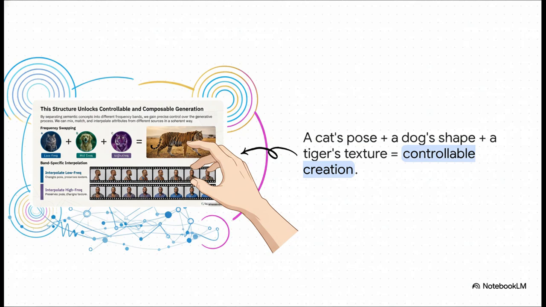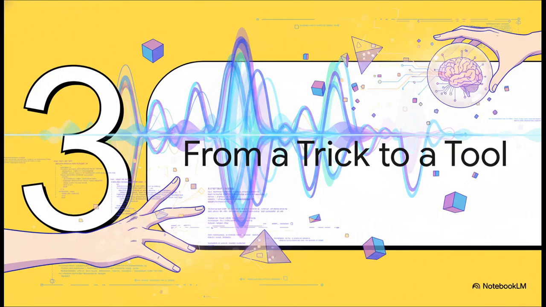And this is where the magic happens. I mean, seriously. Because we've separated these frequencies, we gain this incredible level of control. We can literally take the low-frequency pose from a cat, combine it with the mid-frequency shape of a dog, and then slap on the high-frequency texture from a tiger and compose a completely new, totally coherent image. This isn't just analysis anymore. This is controllable creation.